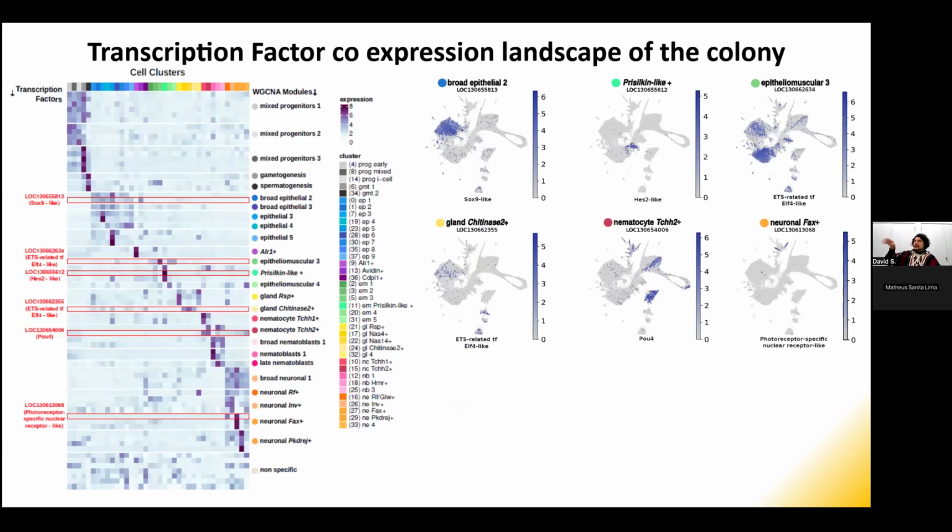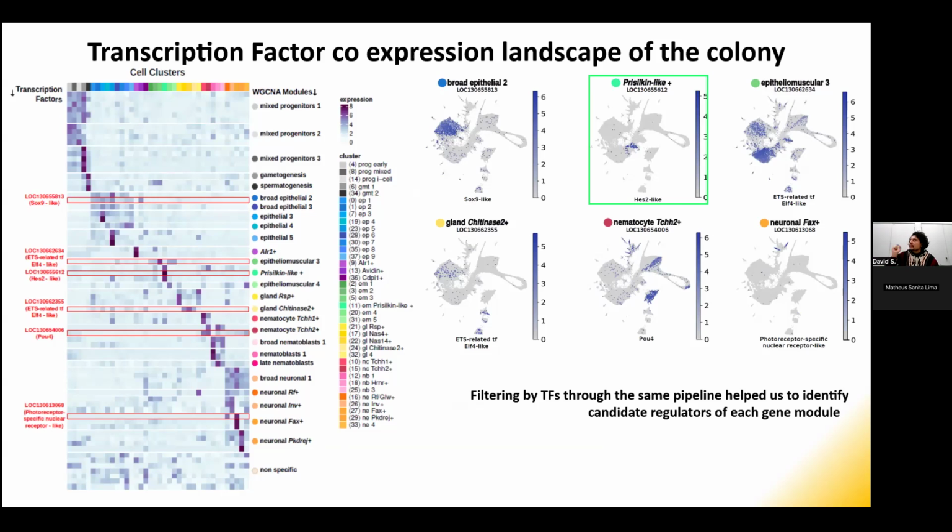So when we do the same as previously, and we do the heat map with only transcription factors, we see that they're very specific, either to broad categories or to cell types. It helps us to identify candidate regulators of each gene module and ergo each cell type. As an example, we see here a very specific transcription factor called HES2, and it is very localized in the pre-silkin positive cells.